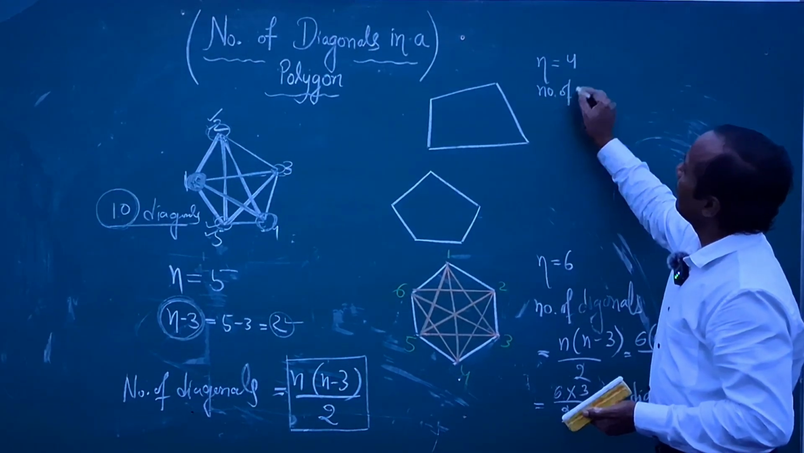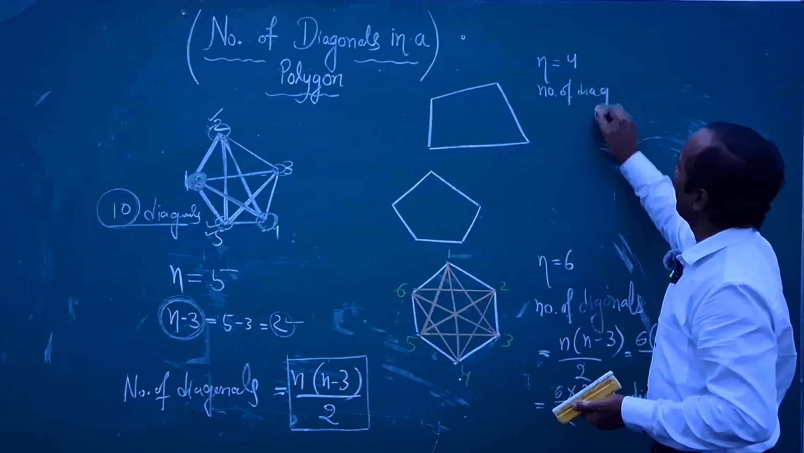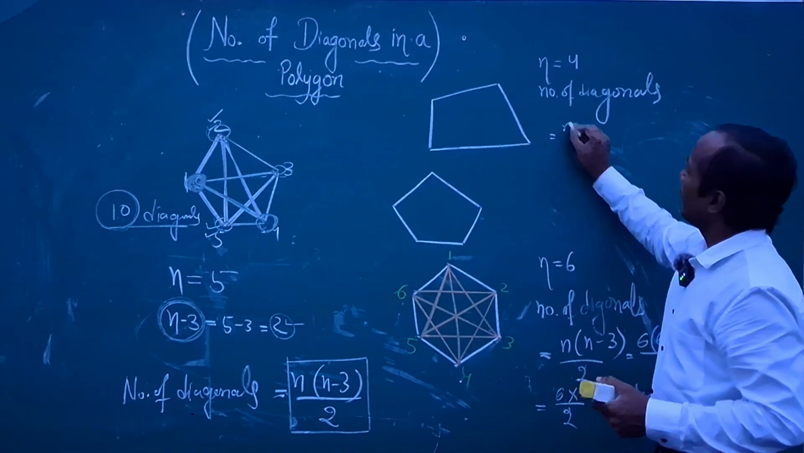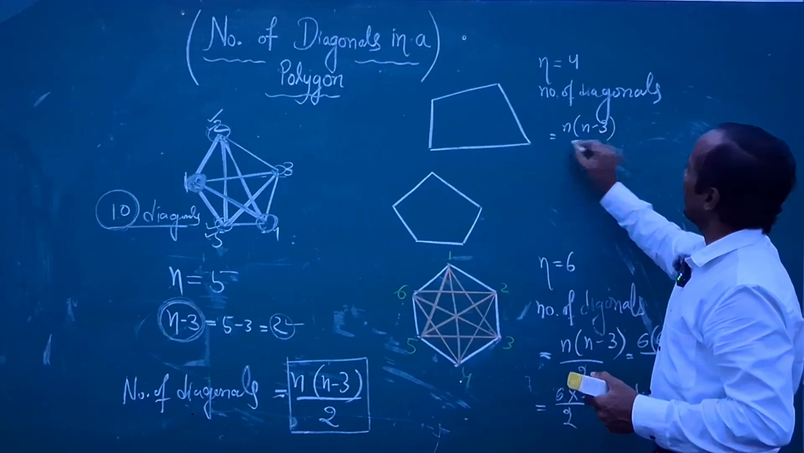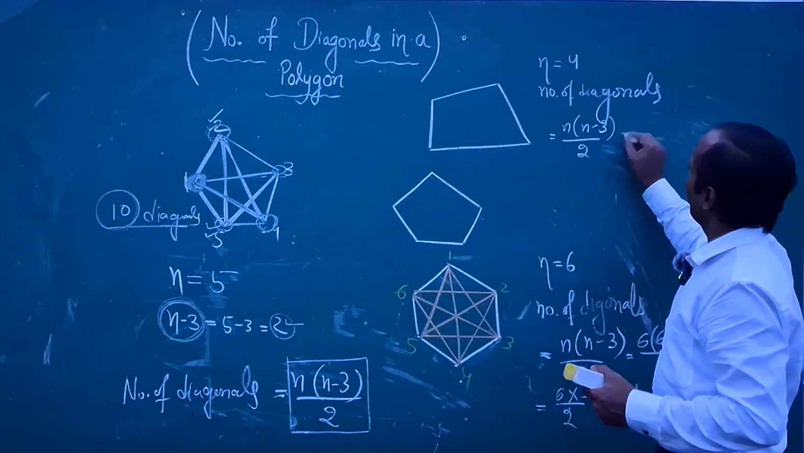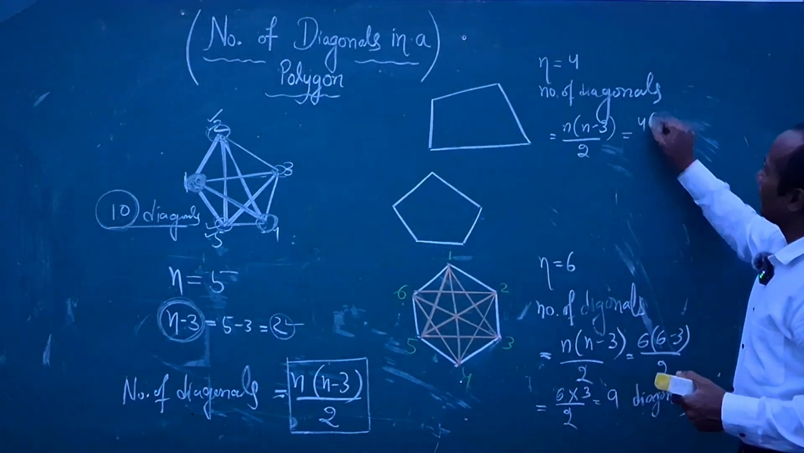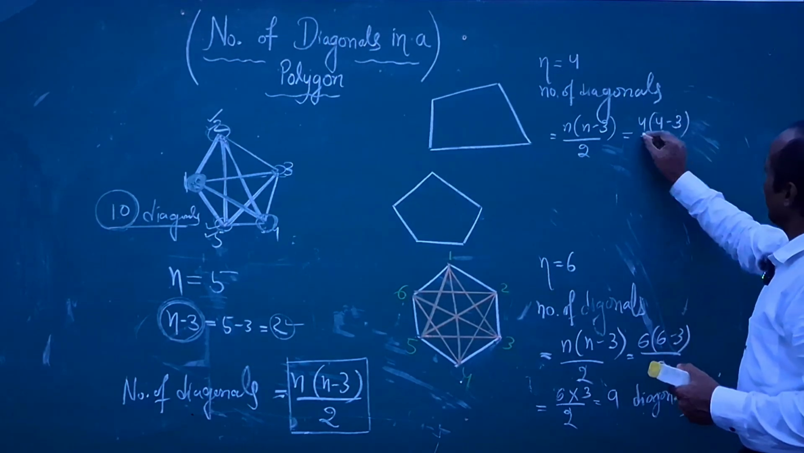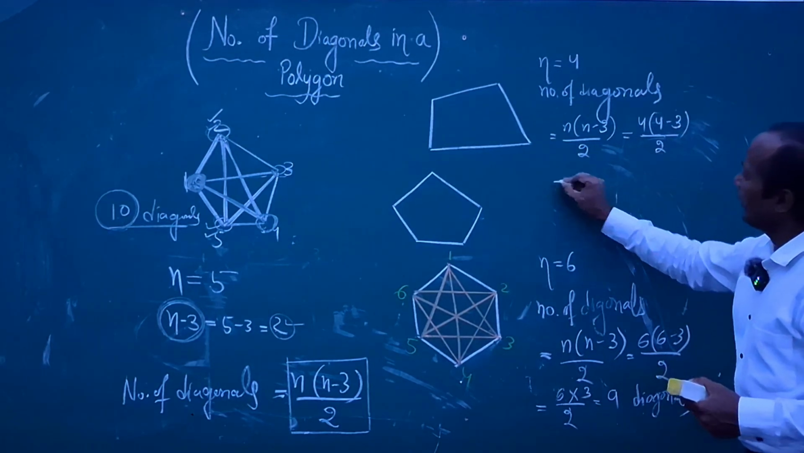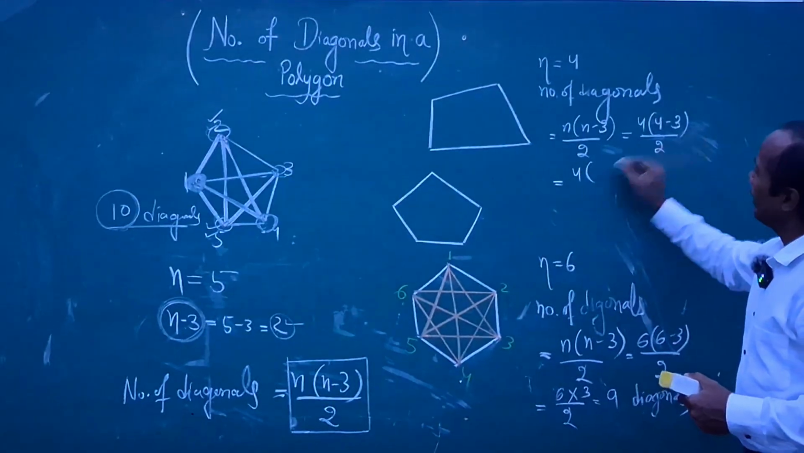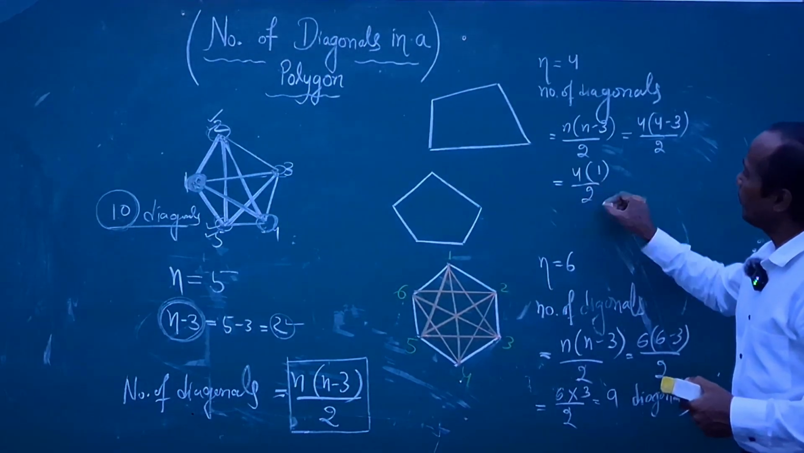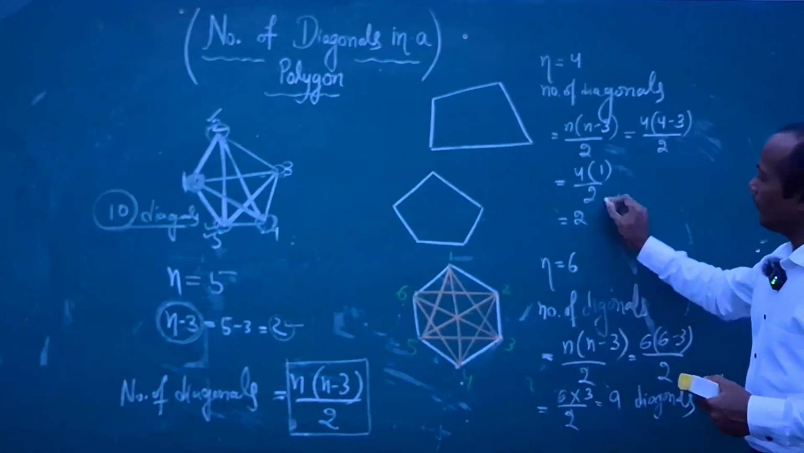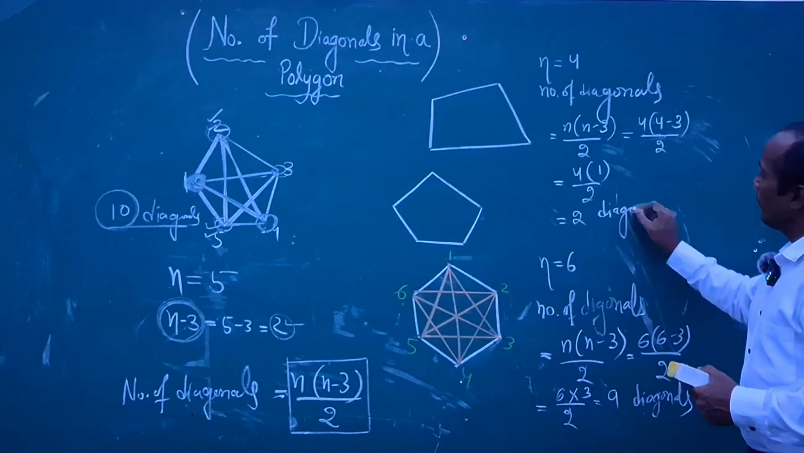Number of diagonals, let's use our formula. N into n minus 3 by 2. So n means 4. 4 minus 3 by 2. So I get 4, 4 minus 3 is 1, by 2. So 4 by 2. 4 into 1 is 4. 4 by 2 gives you 2. 2 diagonals.